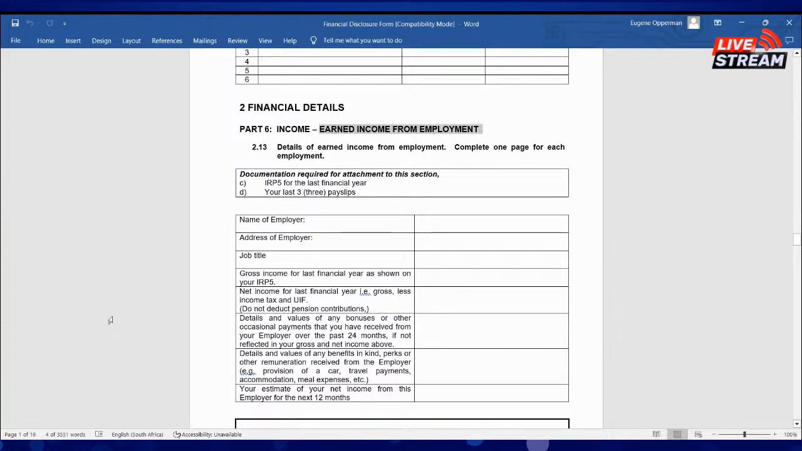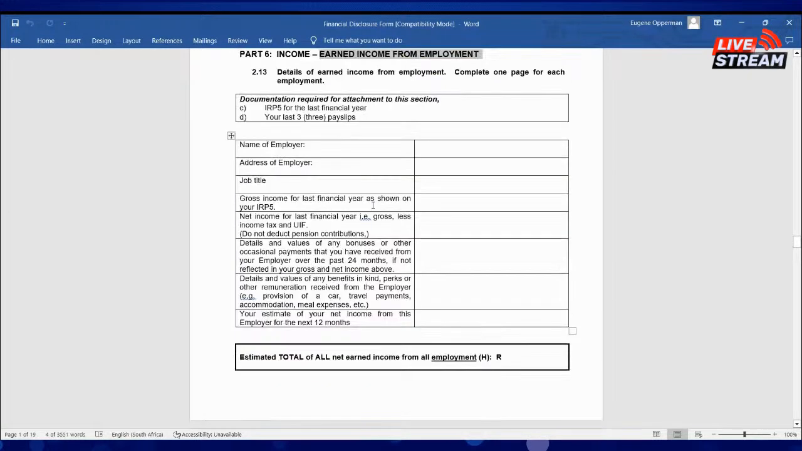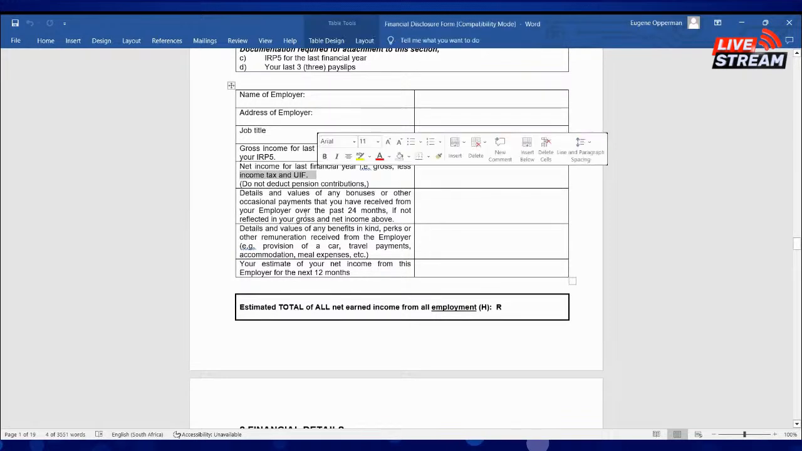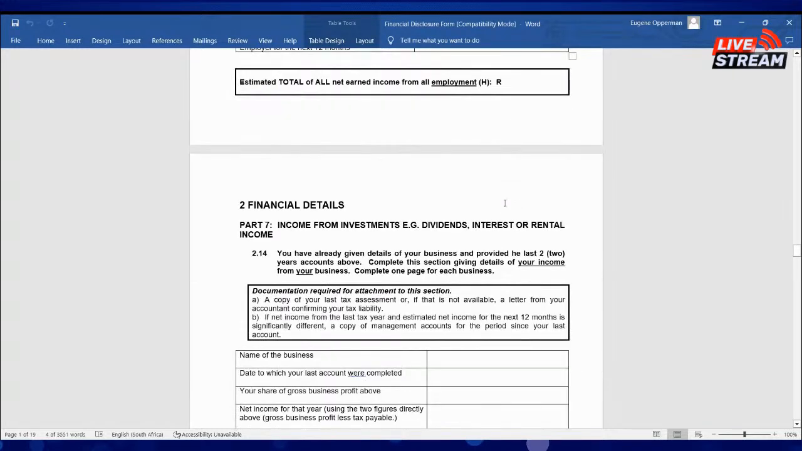Income based on employment, that is the payslip. You could ask for the IRP5 forms to establish what his gross income was the last couple of financial years, in order to say, right, how much did he pay for income tax and how much did he pay for the UIF. This is all information that should be readily available on the payslip.